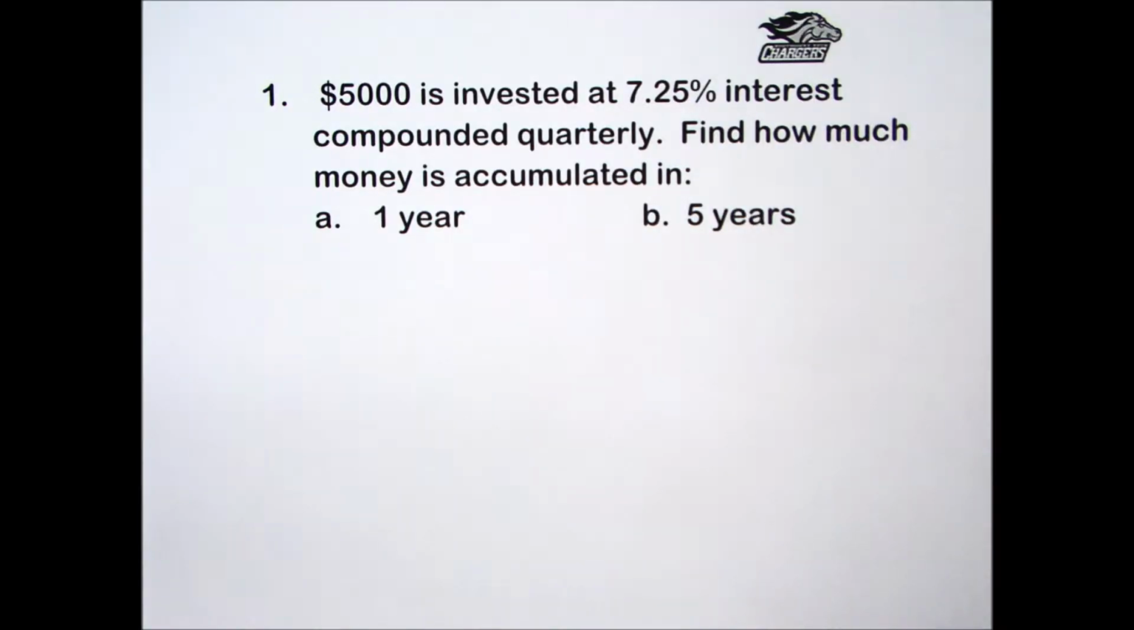Practice Set 7, page 26, problem number 1. $5,000 is invested at 7.25% interest compounded quarterly. Find how much money is accumulated in 1 year and 5 years.